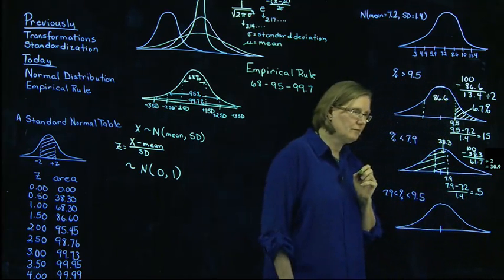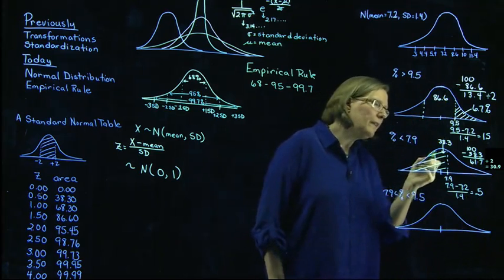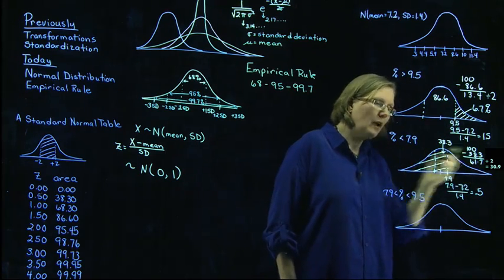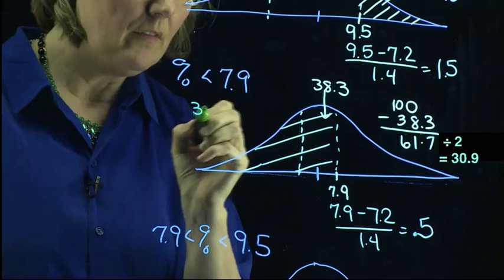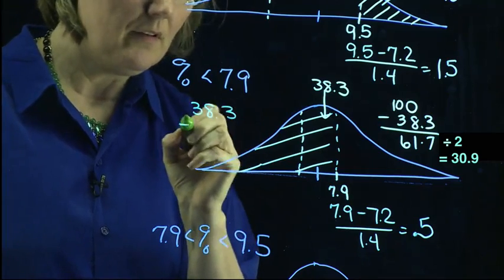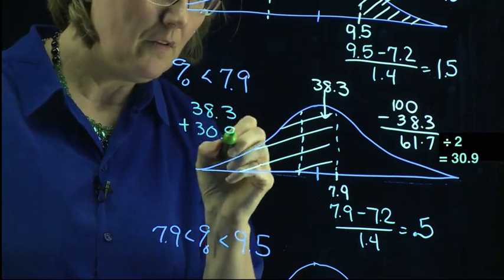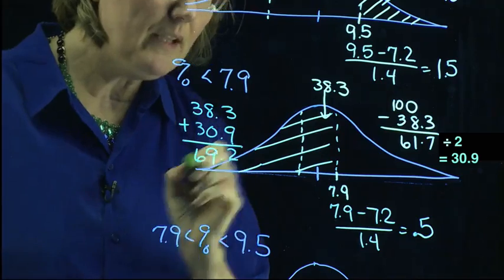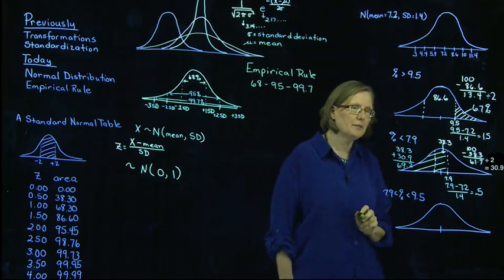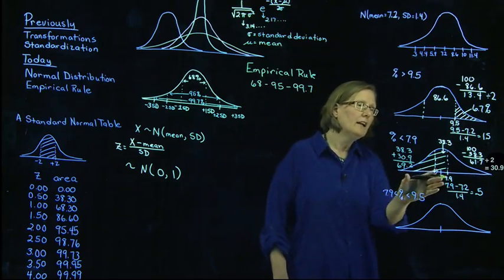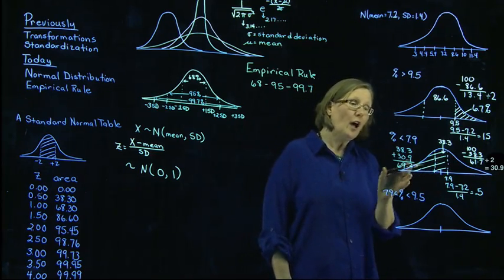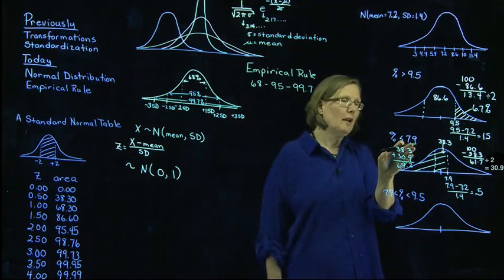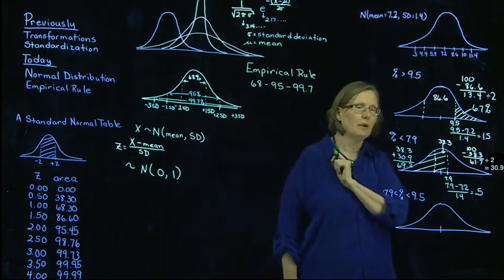30.9. Okay, so I want the middle 38.3% plus 30.9. That means 69.2% of the area is below 7.9. About 69% of my babies, or North Carolina babies, had weights less than 7.9 pounds.